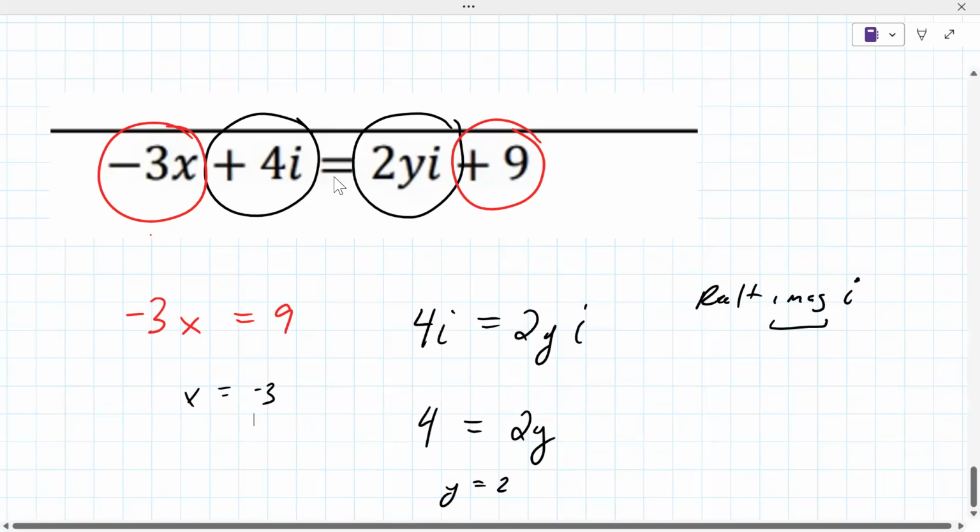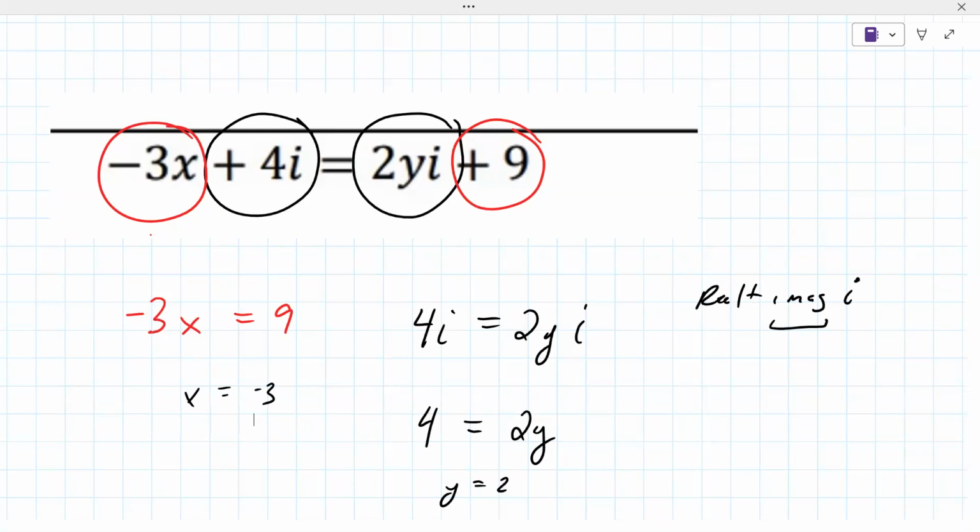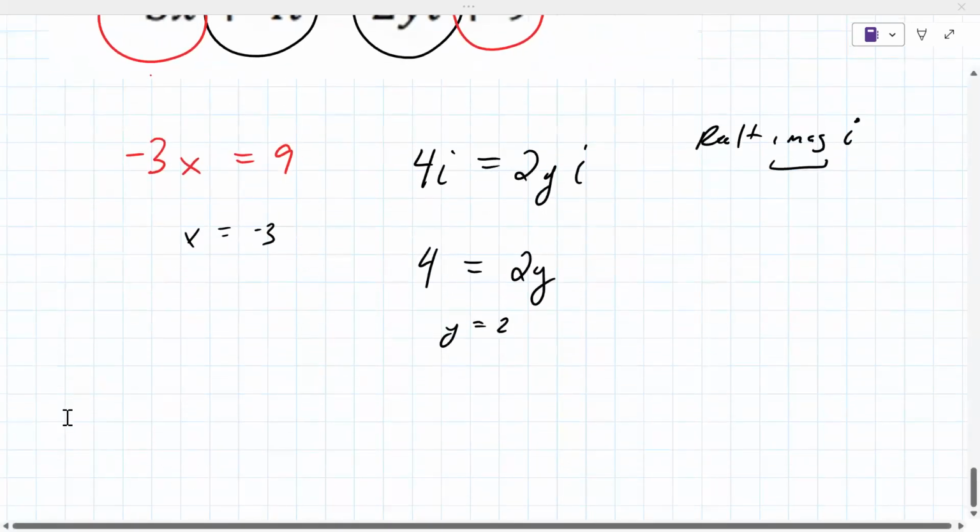I think the hardest thing is just to make sure you get the operator to go with it. You know, i part with i part, non-i part with non-i part. And you do this over and over again in math, science, and engineering. So it's a good skill to be able to have here.